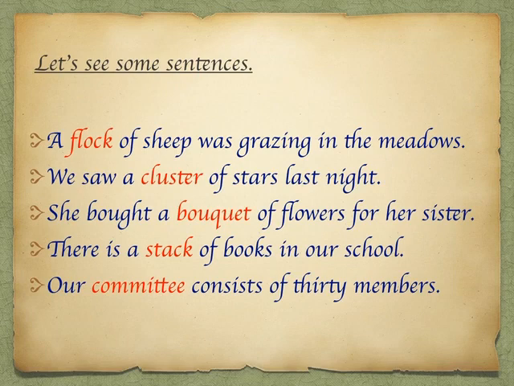Let's see the fourth one. There is a stack of books in our school. So students, can you find out the collective noun in this sentence? Yes, stack of books. So stack is a collective noun. Let's see the last one. Our committee consists of 30 members. So here, committee is a collective noun which presents the group of members.